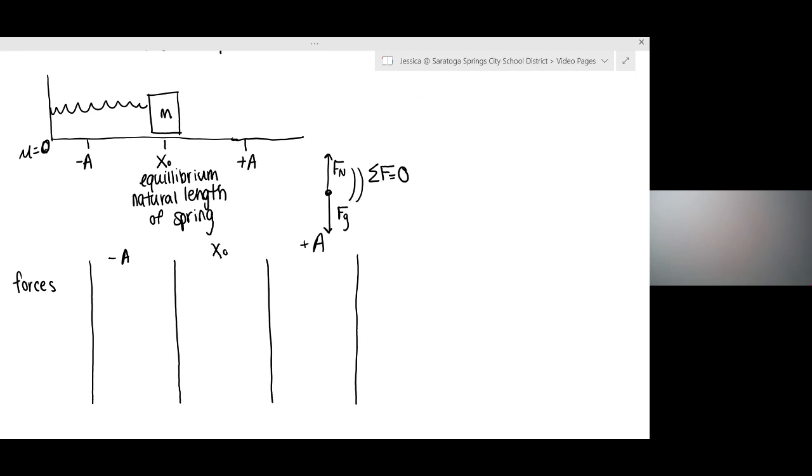So because there is no friction, the only force is the force from the spring, okay? And this is on our reference table.